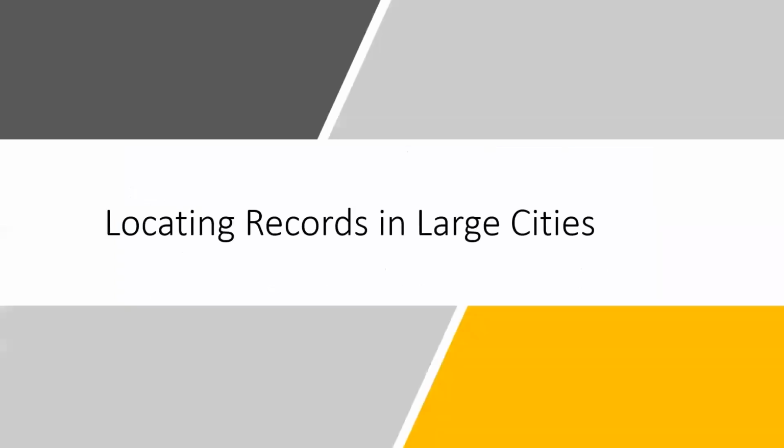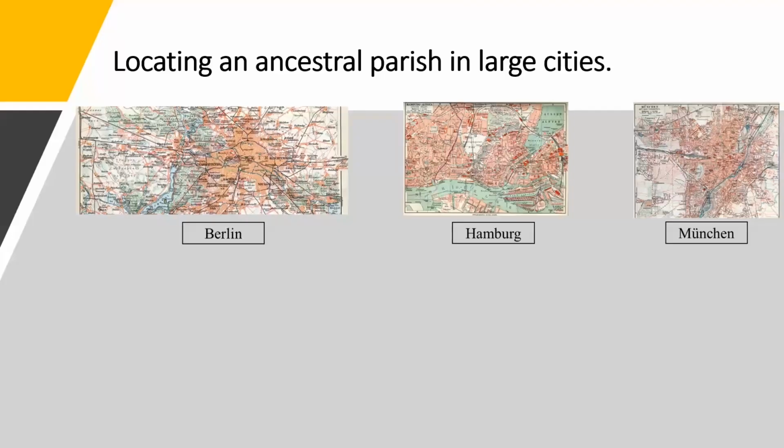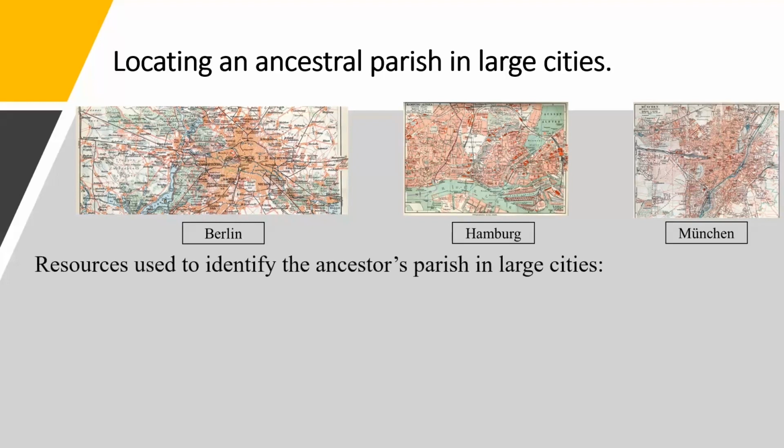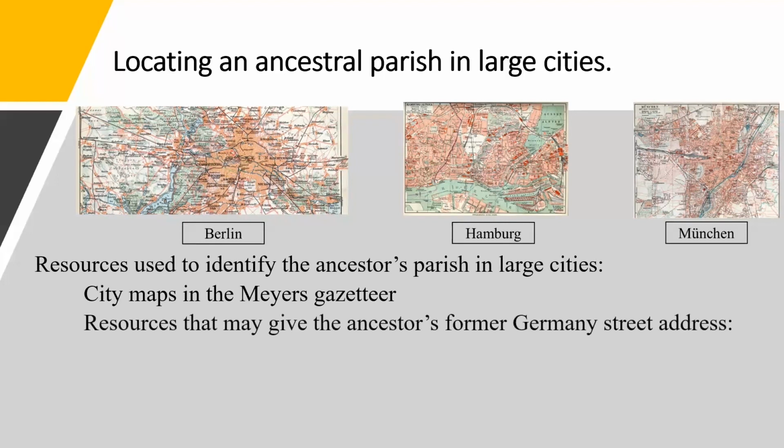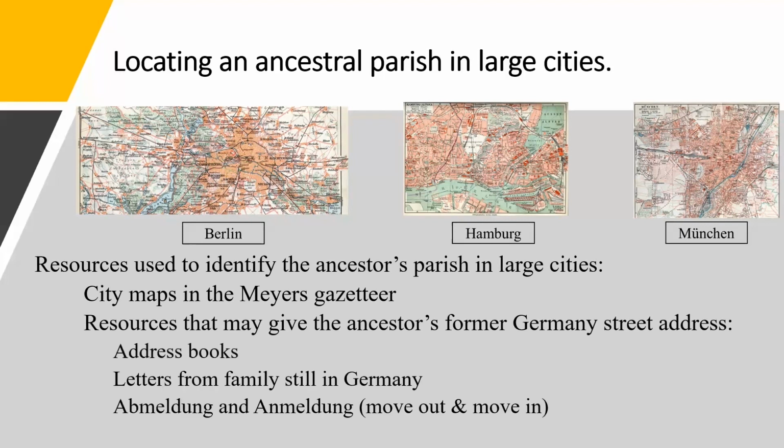Locating an ancestral parish in large cities. Cities like Berlin, Hamburg, and Munich had 30 or more parishes. Resources used to identify an ancestor's parish in a large city include city maps in the Meyer's Gazetteer. A handout for this lecture lists the cities with maps and street indexes. The second one is resources that may give the ancestor's street address in Germany, such as address books, letters from family in Germany, Abmeldung and Anmeldung, which are move out and move in registers, and some census records.